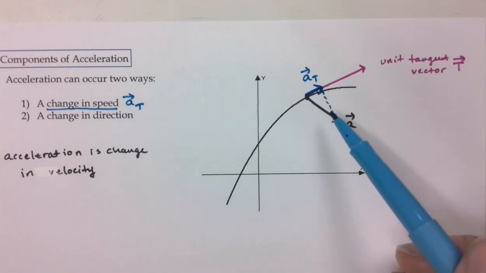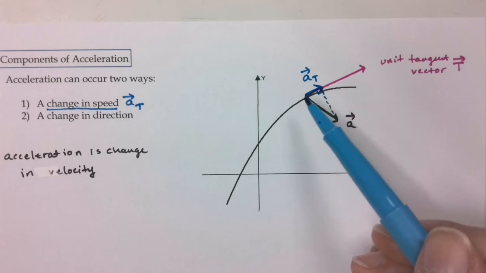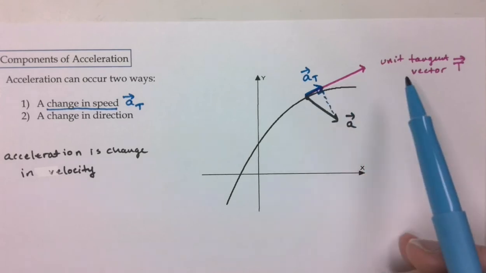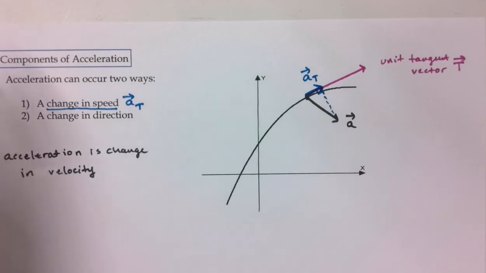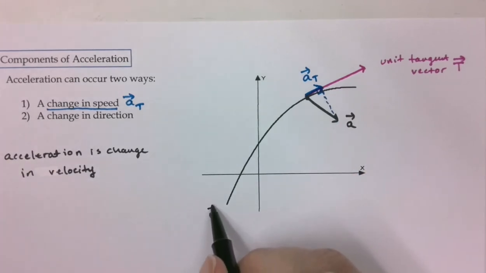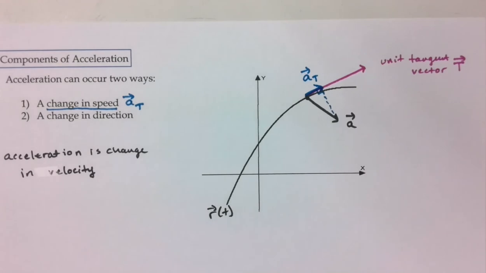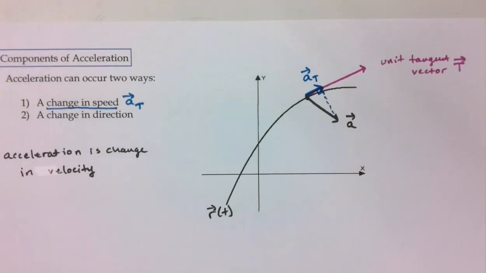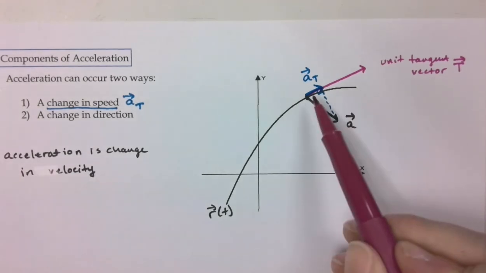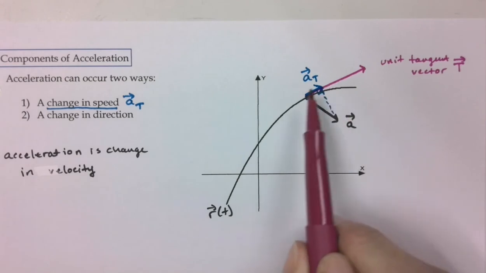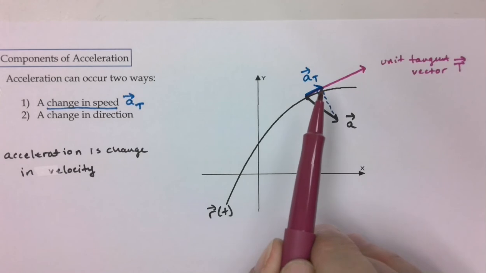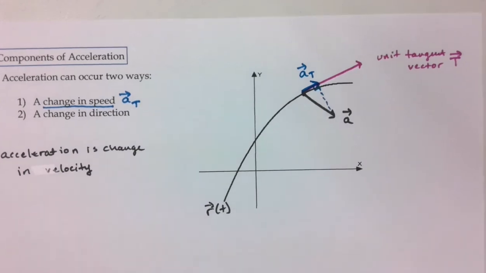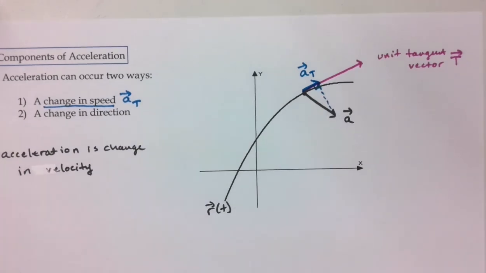Looking back here, your acceleration vector is right here. There's a piece of that that is changing speed, and that piece goes along with the unit tangent vector, along with the curve. So if this is your position curve, then acceleration is in two pieces. Acceleration has a piece that goes with the curve, and that is a change in speed. But it also has a piece that goes normal to the curve.